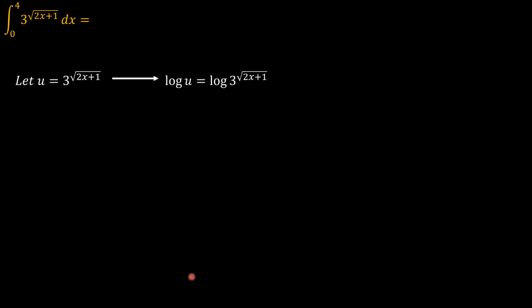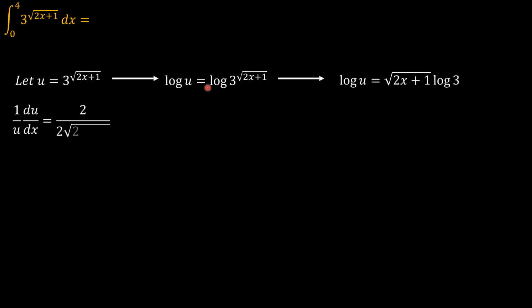square root of 2x plus 1, and using the rules of logarithm, this square root of 2x plus 1 can now go on to the left hand side of the function log, and so we have log u being equal to the square root of 2x plus 1 times log 3. And so the derivative of log u is 1 over u du dx, which now equals the derivative of square root of 2x plus 1, which is 2 over 2 times the square root of 2x plus 1, times log 3.